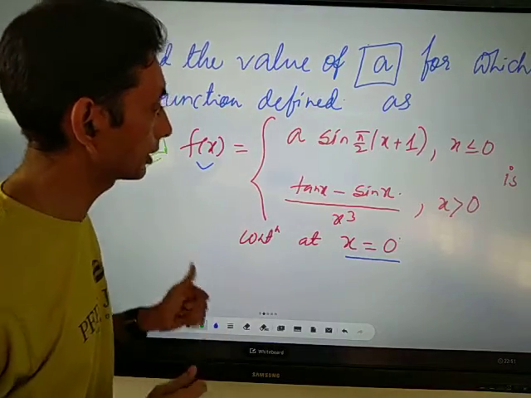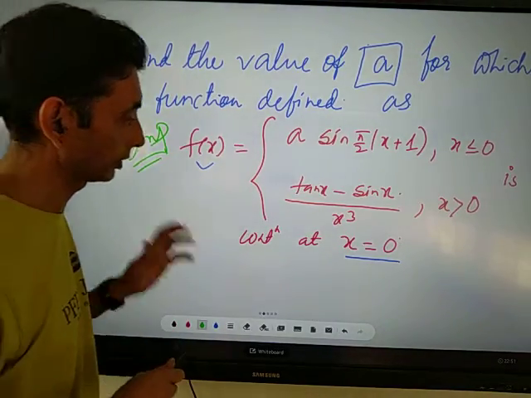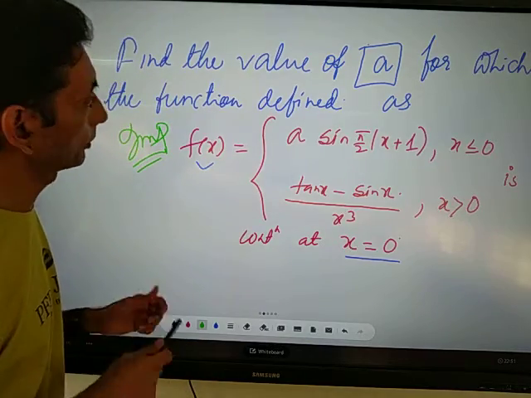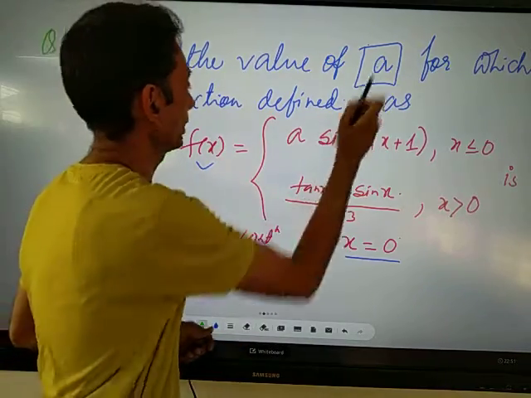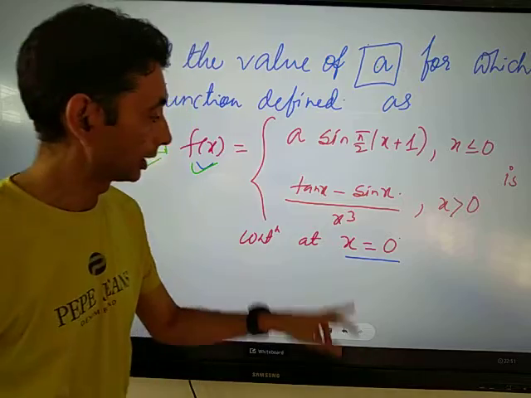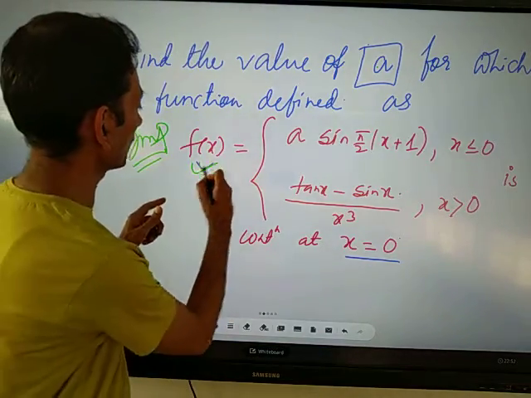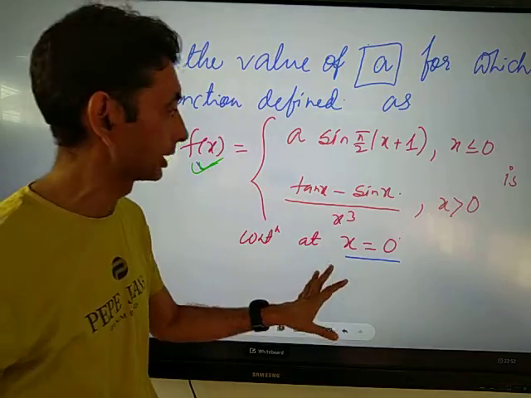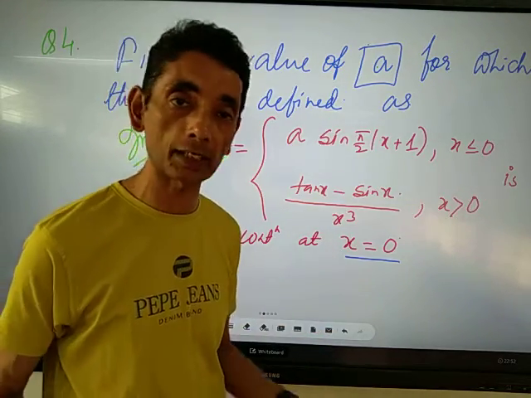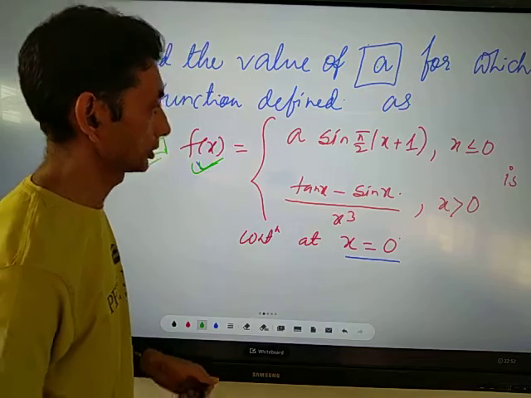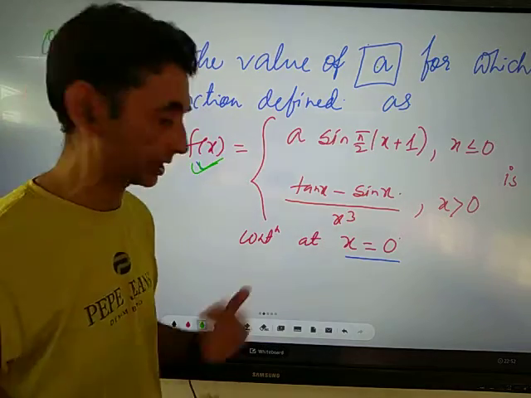And this will be the first question for today's class. You have to find the value of a if this function f(x) is continuous at x equal to 0. We know that if the function f(x) is continuous, then the left hand limit, the right hand limit and the functional value will be the same. So we'll solve step by step.